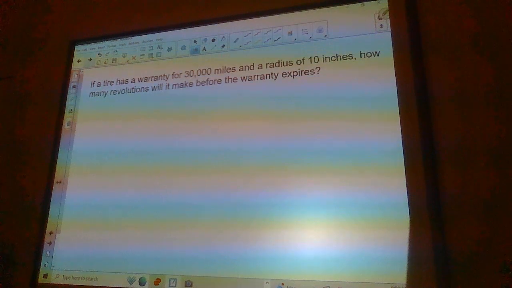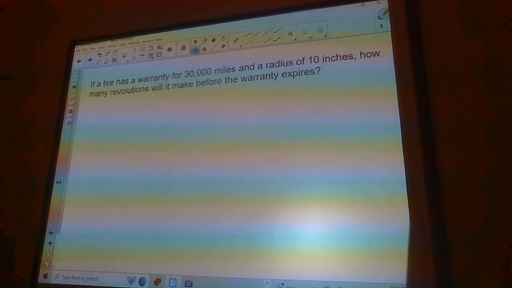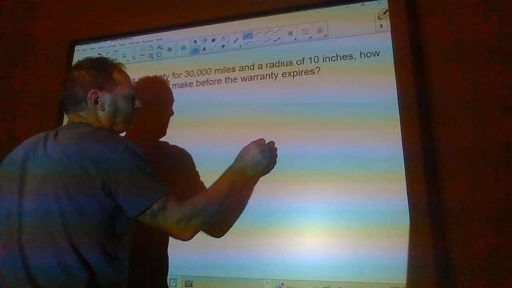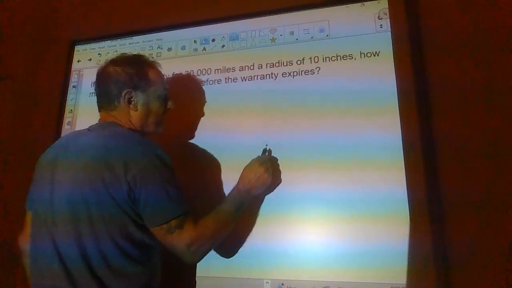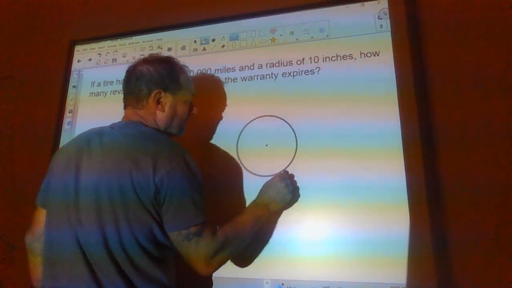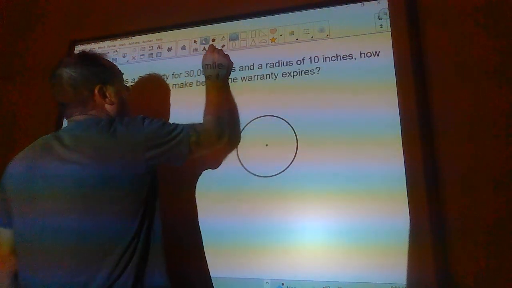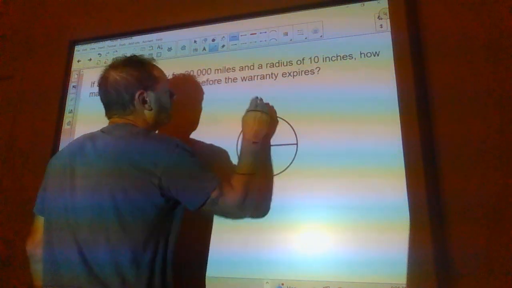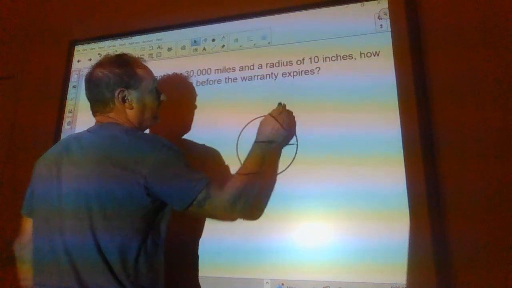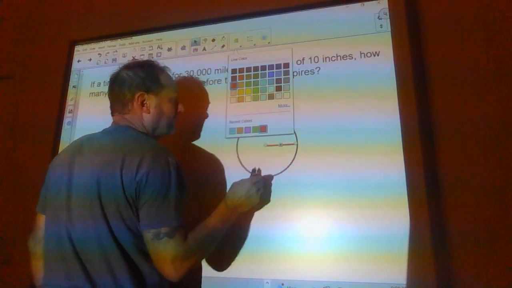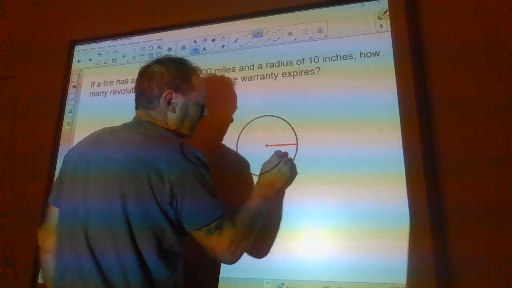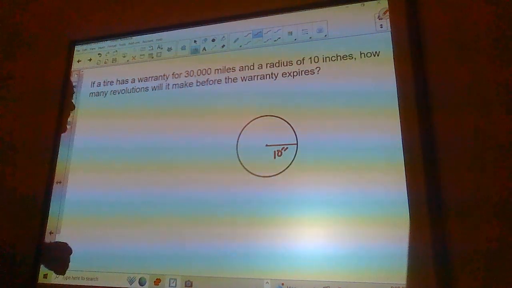Okay, if a tire has a warranty for 30,000 miles and a radius of 10 inches, how many revolutions will it make before the warranty expires? Okay, so here's what we're going to do. We've got a circle, like so. It's got a radius of 10 inches. All right, so there's our radius. Okay, and that's 10 inches.